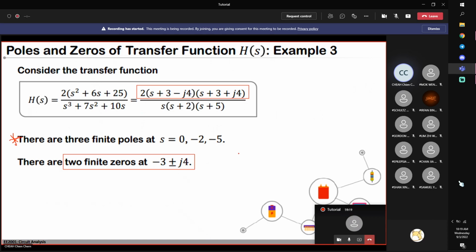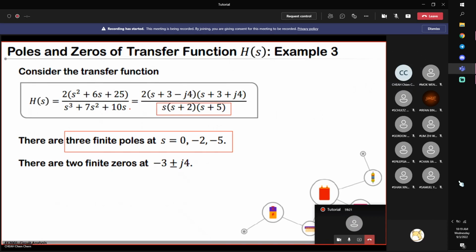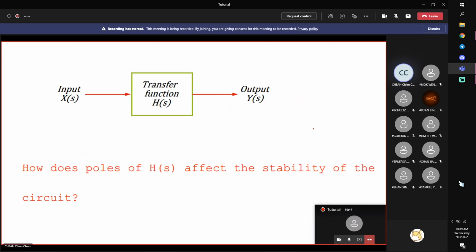Now let's move on to the poles. Poles are the values of s which make your transfer function go to infinity, which means that s equal to 0, divide by 0. s equal to negative 2, negative 2 plus 2 is 0, divide by 0. s equal to negative 5, also divide by 0. If you divide by 0, then your transfer function goes to infinity. So these are poles.